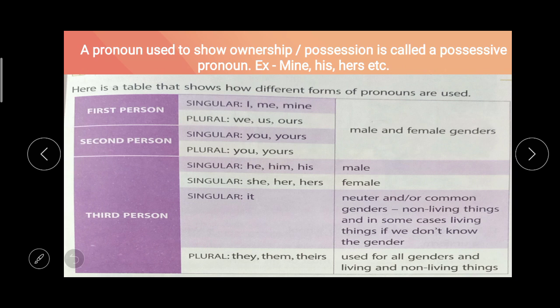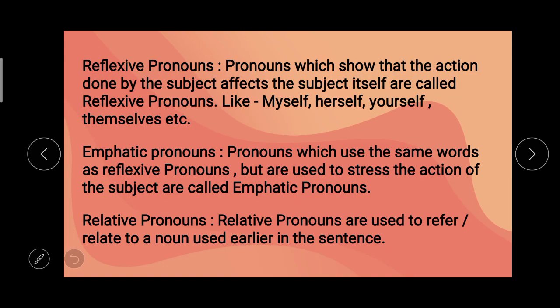there are different forms of pronouns. You can see we can use them according to the different persons, first person, second person and third person. So it has been shown here in detail. It will help you to understand these persons more efficiently. Okay, now let me show you the definitions of next three pronouns.